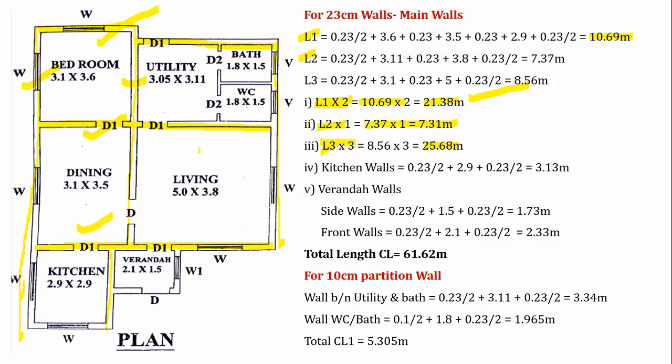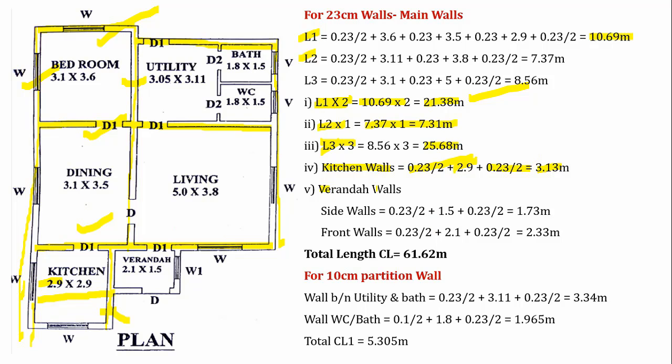Now remaining, you see this veranda wall is remaining, and the 10 centimeter walls are remaining. So next we will try to calculate the kitchen walls. This kitchen wall is pending now. So how to calculate the center to center length? Here it is 230 by 2, plus in this x direction it is 2.9, plus here half of the wall, that is 230 by 2. Therefore this will be equal to 3.13 meters. So this is over now.